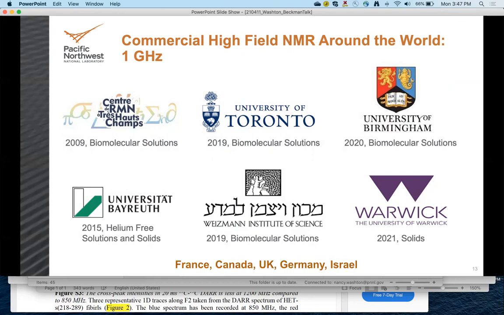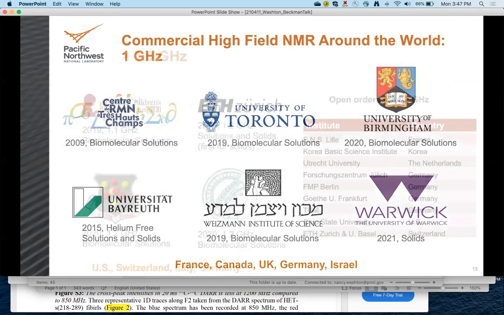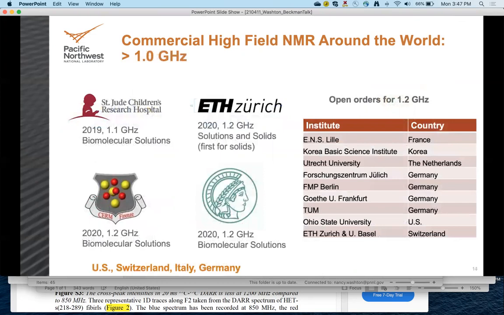The instrument at the University of Warwick is the only one that was primarily or only solids, although that surely did not preclude biological solids. So here we have greater than 1 gigahertz. There's a single 1.1 gigahertz system at St. Jude's. Now, what I would note here is that this is not a university, and so they probably don't have graduate students under their purview. It's certainly not part of their raison d'etre. And so they do have postdoctoral scholars, though, so that helps in the training.